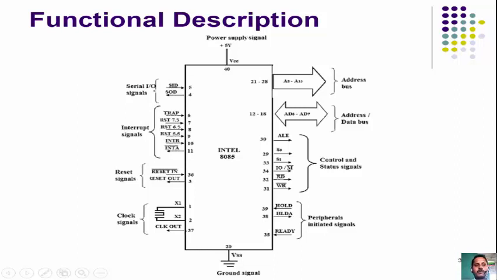Suppose the processor is busy, so at that time another processor or peripheral wants to communicate with 8085, so at that time the ready pin is mainly utilized. If the processor is not ready, then it will not give access to the other IC.